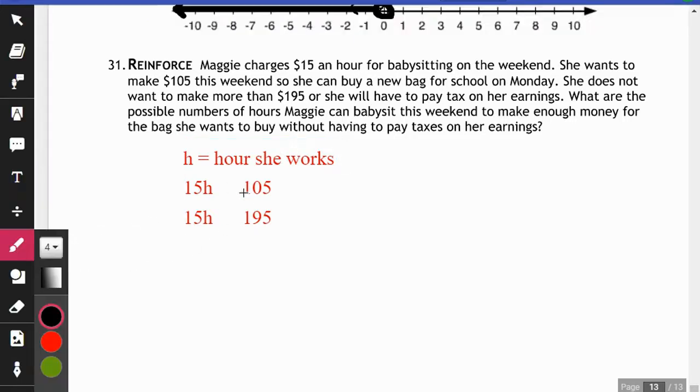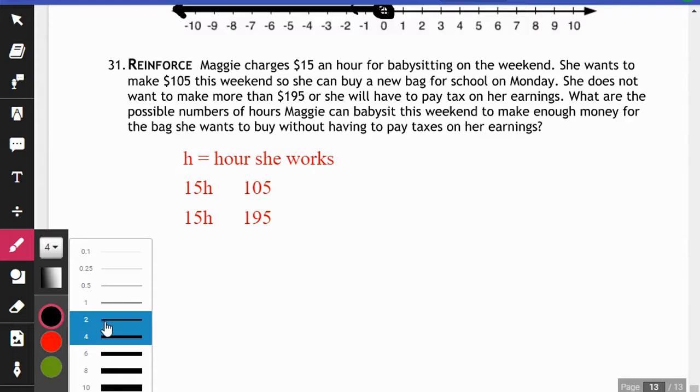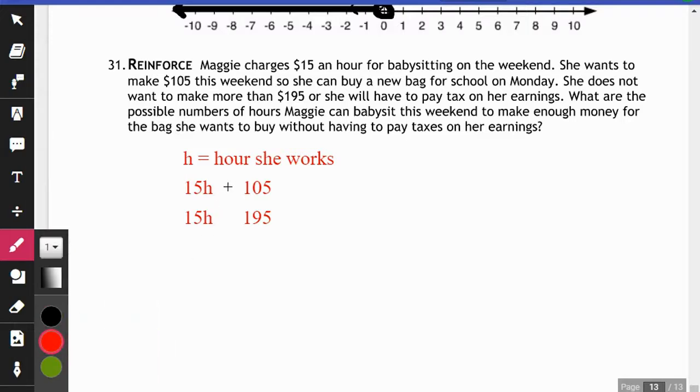So let me write in these things really fast. We're not on 4 anymore. We're on 1. And we want to make more than 105 at least, right? It could be 105, but ideally it's more, right? At least. Okay. However, she cannot make more than 195. It can be exactly 195, but no more. Okay, so this is our inequality. Notice we have another one where h is in the middle between these things. We have these rules that are keeping us from being too high or too low.